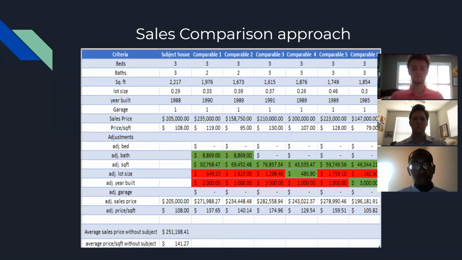For the year built, since all of our houses were built in basically around the same time period, we decided to use the value of $1,000. And we just did that by how many years it was different from the subject house, which is how we got our adjustments. For the garage, there was no adjustment needed since they all came with garages. And after that, we got our average price without the subject house, which was $198.41.